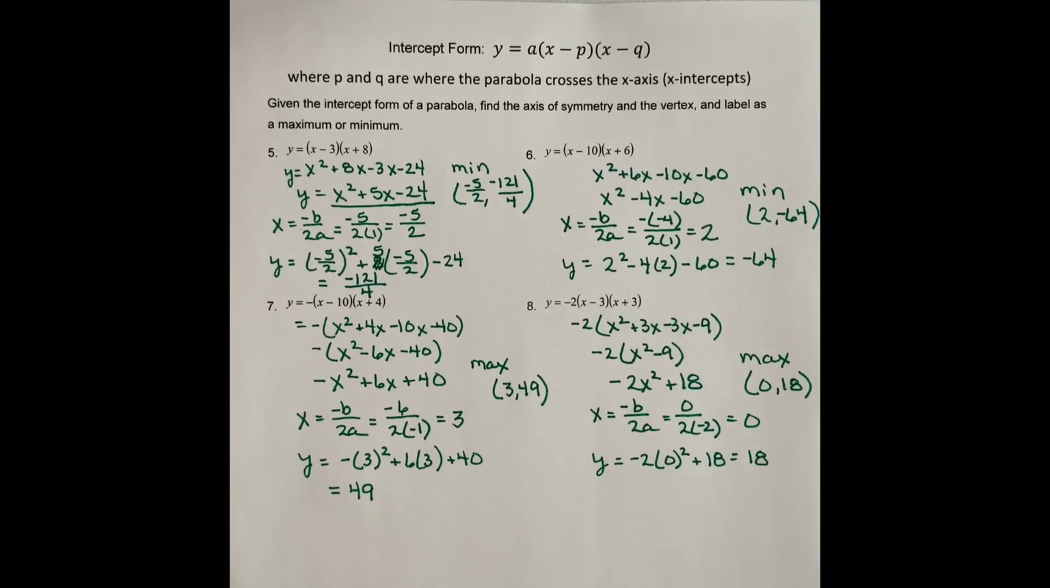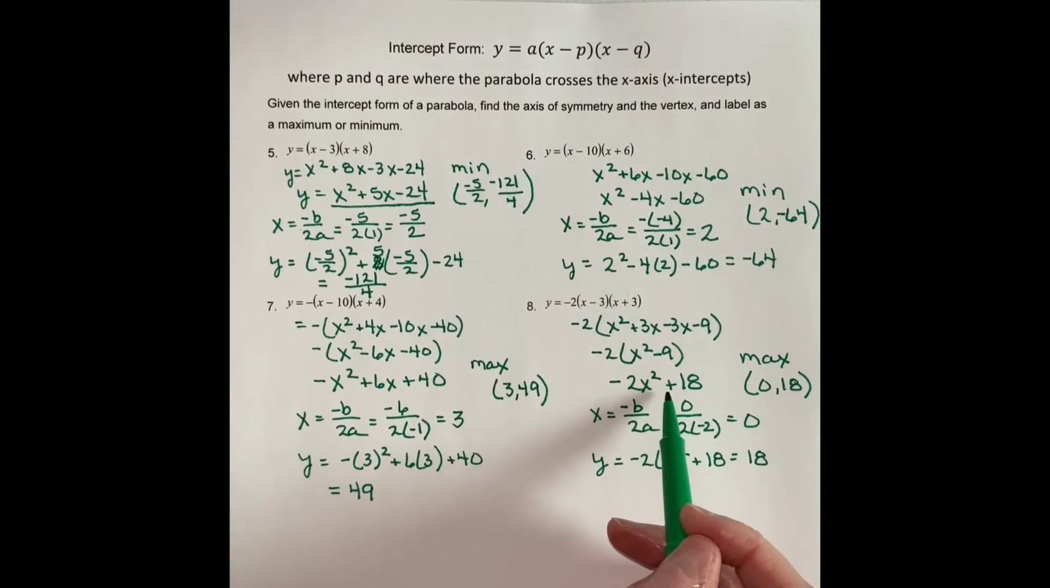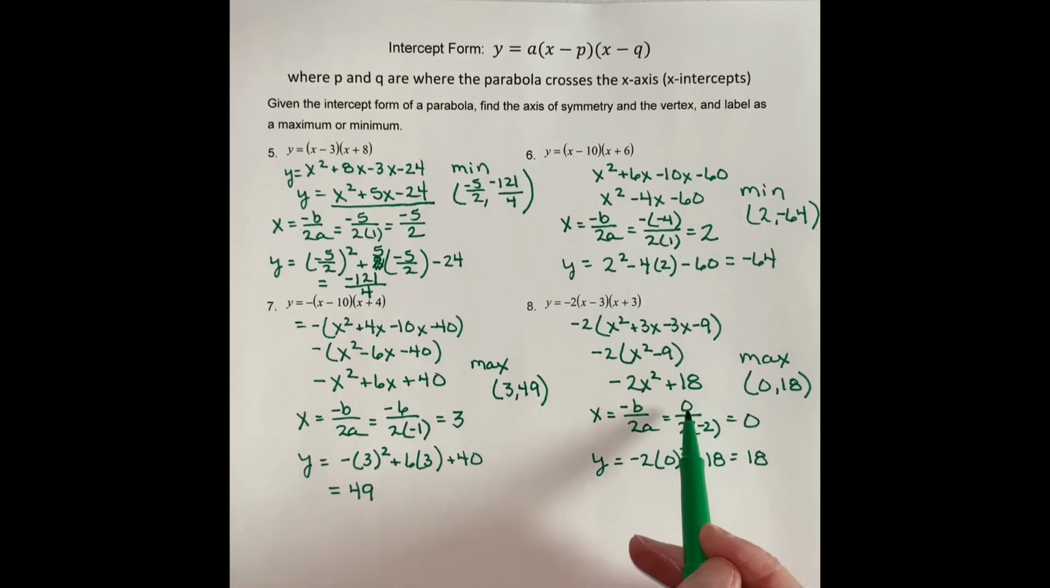Okay, here are your answers for 6 and 8. On number 6, we have a min at 2, negative 64. And on 8, we have a max at 0, 18. Notice something interesting on number 8. We did not have a b term. There's no coefficient in front of just an x. So that means our b was 0. And if that happens, put in a 0 and continue to work the problem.